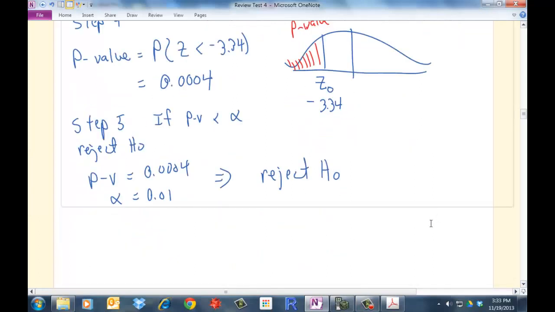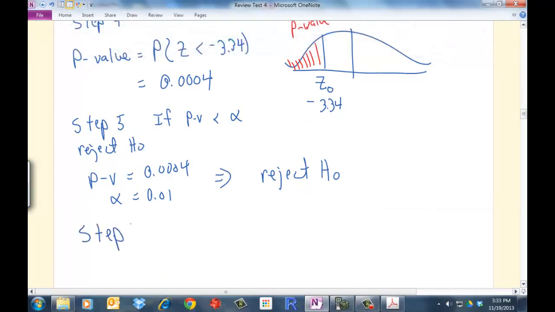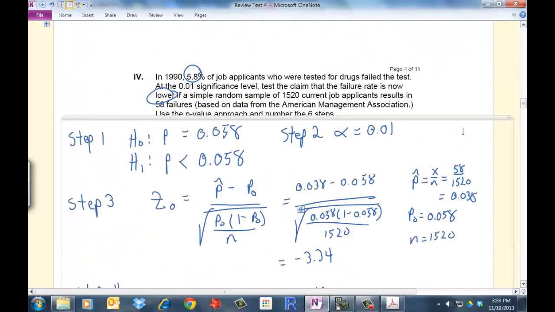Okay, so step number 6 is to state the conclusion. So if we reject H0, then we're essentially rejecting this statement. So we say that the percentage of job applicants who were tested for drugs and failed the test is now less than 5.8%, and the results are statistically significant. We state the researcher's hypothesis.